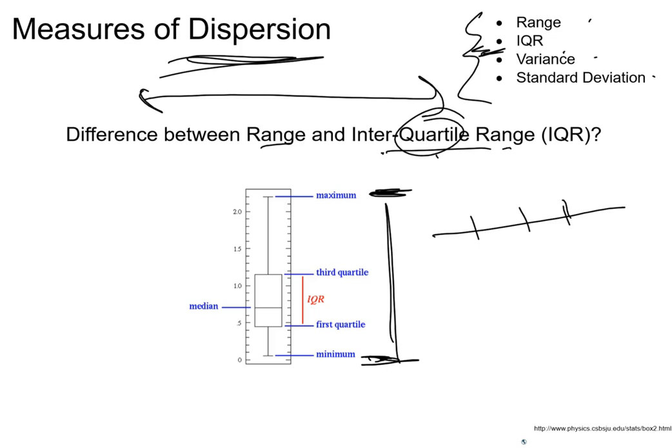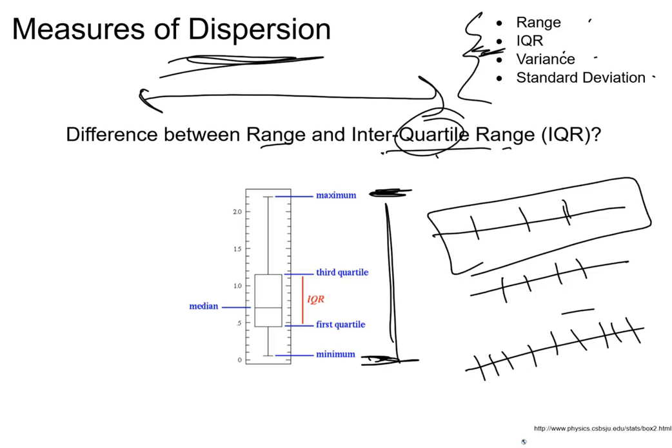Quintiles is when we have our data split into 5 sections. And then deciles, as another common one you see, is when we have our data split into 10 equal sections. Deciles and quintiles are something you see a lot, but the IQR is the interquartile range. It's breaking our data into the 25th, the 50th, and the 75th percentile, the first quartile, the third quartile, right? And it's simply looking at the range between the first quartile and the third quartile.